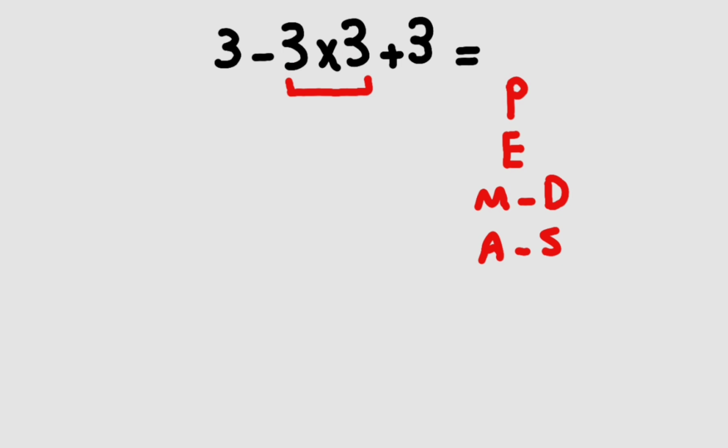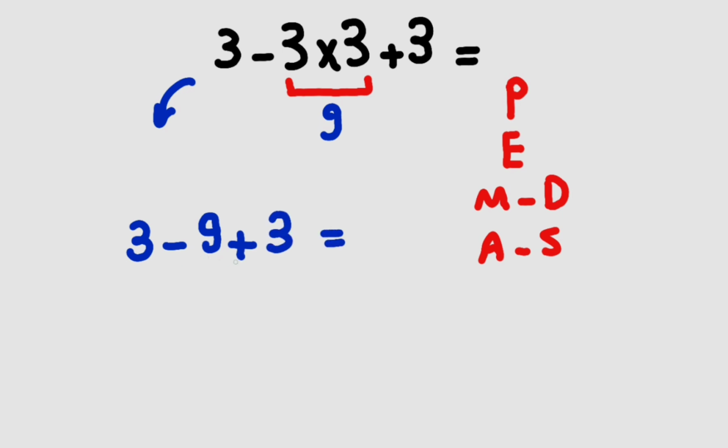3 times 3 gives us 9. Now we have 3 minus 9 plus 3. And as we know, addition and subtraction are equally important, so we have to solve from left to right.